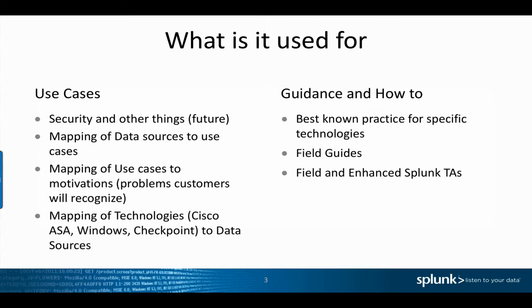Mapping of use cases to motivations, which helps to show the value that Splunk provides our customers. So when a use case is implemented, what are the types of problems that use case solves, explaining that kind of value proposition to management, as well as understanding of which technologies like Cisco ASAs for firewall, Windows, Checkpoint, etc., which technologies are known to contribute successfully to particular types of data sources that can be used for use cases, because not all firewalls are created equal, for example. And then some guidance, best known practices for specific technology, field guides, and field and enhanced Splunk TAs are just some of the things that we're tracking and maintaining here.